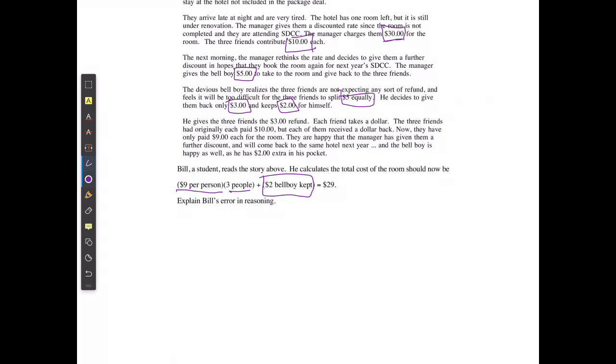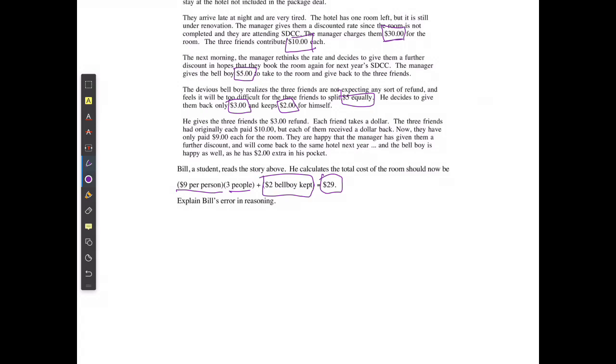Why is it that it's now $29 instead of the $30 that they originally paid? So, this is a classic example of misdirecting the reader. Bill incorrectly calculates the total cost of the room to be $27 plus the $2 the bellboy kept, but this is a meaningless calculation and a distraction from the correct one. The correct calculation is a total of $27, including the $2 the bellboy pocketed as a refund.